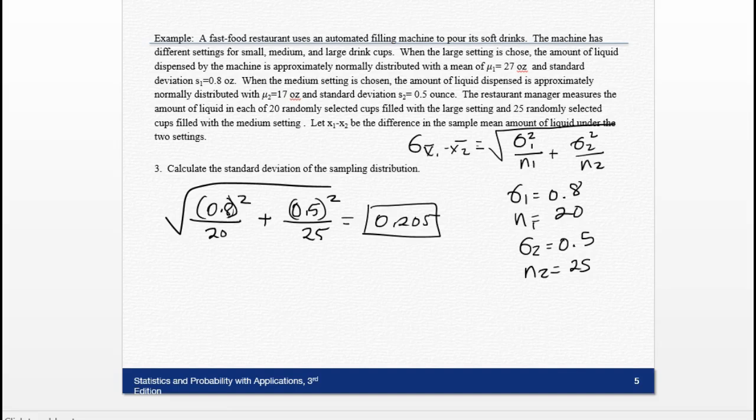So today we're focusing on how to describe the sampling distribution of the difference of two means. That means you have to be able to explain shape, center, and spread. Center is the mean, spread is the standard deviation. All right? Hope this makes some sense, and we'll see you in class.